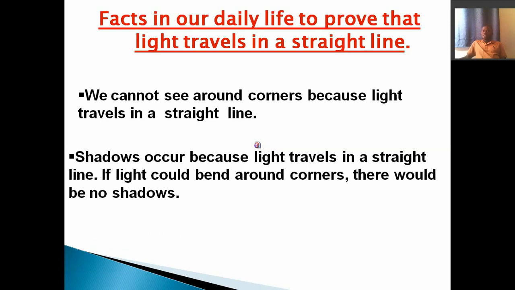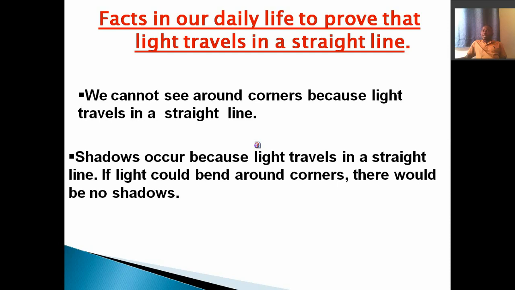Let's read the next one. It says, shadows occur because light travels in a straight line. Yes. Because light travels in a straight line, if you try to obstruct light, it will instead form a shadow. Light cannot bypass an obstruction. It will strike onto that material and it will instead form a shadow. That is why shadows are formed altogether.